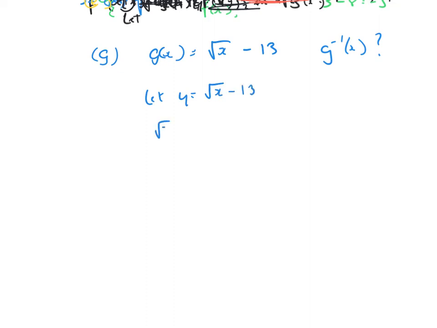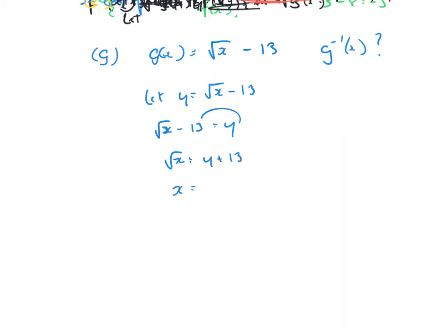Okay, example G. g of x equals the square root of x minus 13. Let's find the inverse function of g. Let y equals the square root of x minus 13. Change the subject of the formula. Square root of x minus 13 is equal to y. Square root of x is equal to y plus 13. How do you get rid of that?